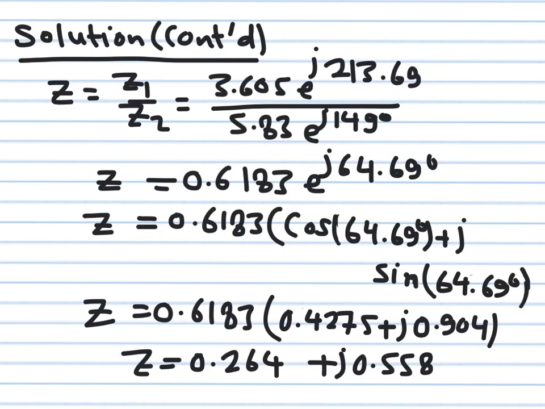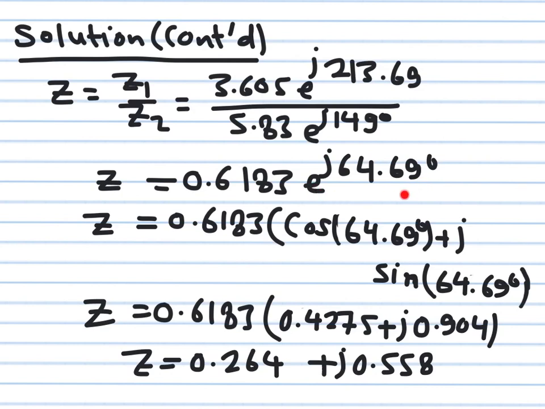The last thing to be done is to divide these two complex numbers. I have the first complex number here, I have the second complex number here. As we agreed, when you divide two complex numbers, you divide the modulus by the modulus, and then you subtract the angle of the denominator from the angle of the numerator. So this is phi 1, this is phi 2, and phi of the result will be phi 1 minus phi 2. While you divide these two here, if you divide this one by this one, you get 0.6183. If you subtract this angle from this angle, you get 64.69.